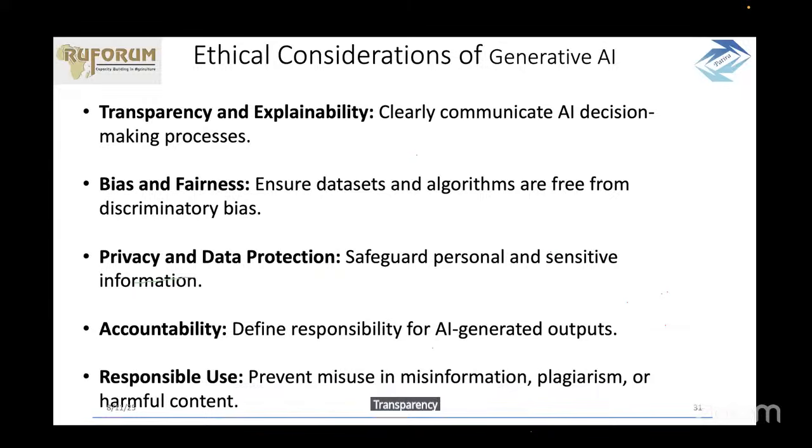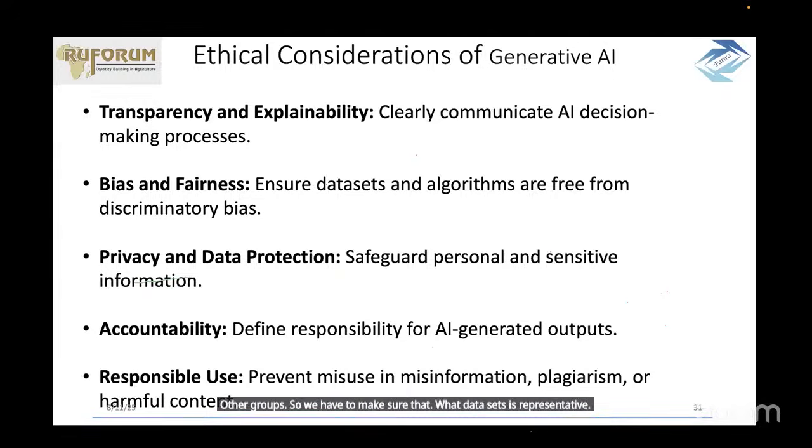Transparency and explainability are crucial. We have to clearly communicate the AI decision-making process. Fairness and bias, because when you use data sets that are not representative, it's going to discriminate against other groups. So we have to make sure that our data sets are representative.